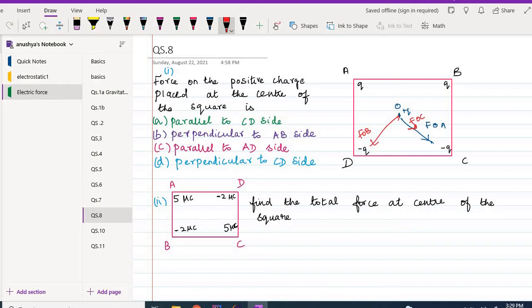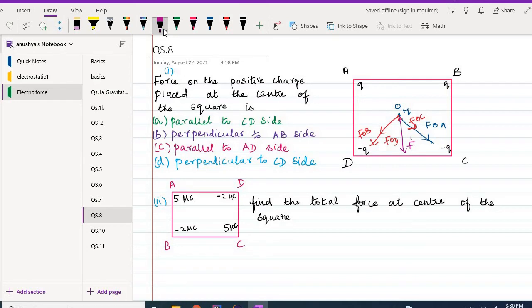Next we'll check with D. D is negative and Q is positive. So what does D do? D will attract the center charge towards itself. This is F O D. Are you able to get it? So this is the resultant of all these attractive and repulsive forces. Now we have to draw the resultant diagram. F dash will be the resultant.